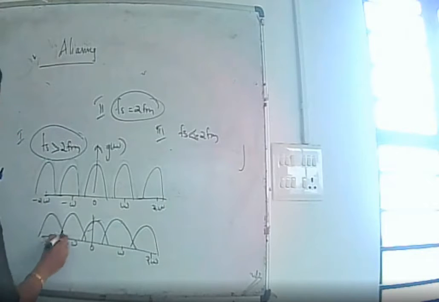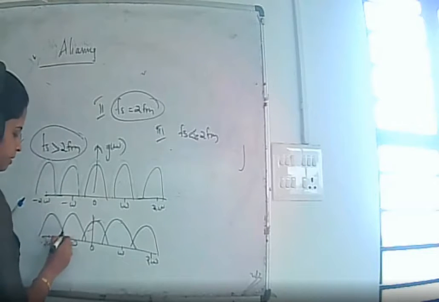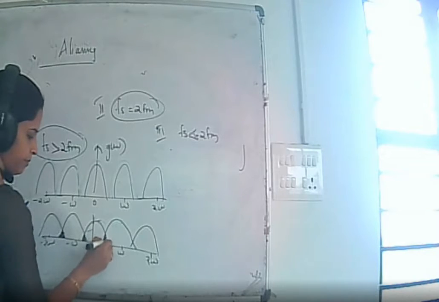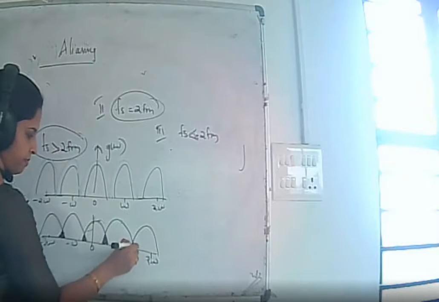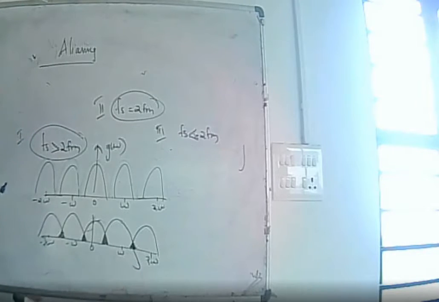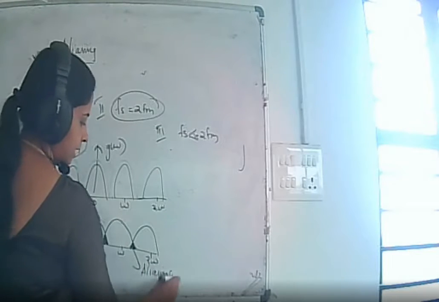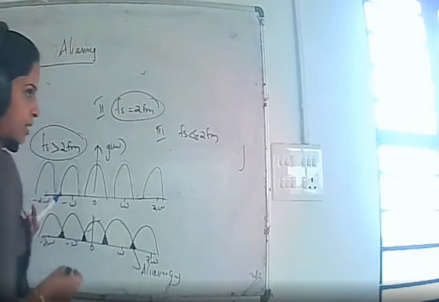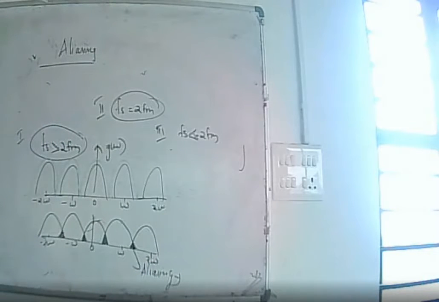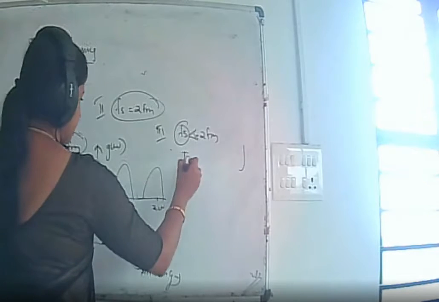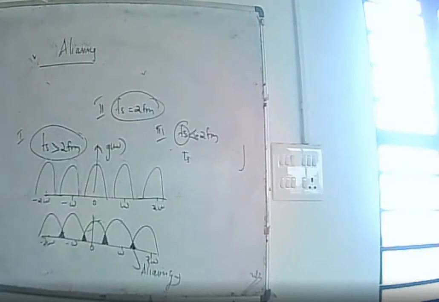Here we can see that there is an overlapping between the two spectra. This overlapping of spectra is known as aliasing. Aliasing occurs when Fs is less than 2 Fm, or when the sampling time period Ts increases, that is, Fs decreases. So aliasing occurs when Fs is less than 2 times Fm.